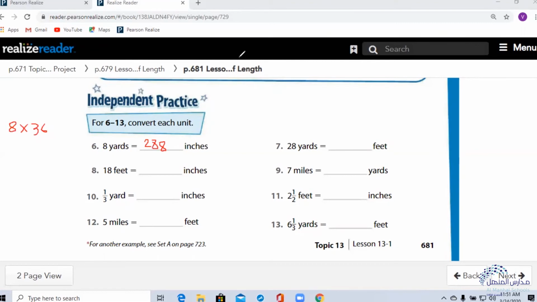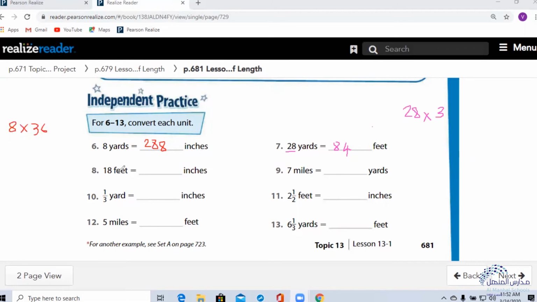Let's take another color for number 7. So I know there are 3 feet in 1 yard, but they want 28 yards. So I write 28 multiplied with 3. So 28 multiplied by 3 will give me 84. So there are 84 feet in 28 yards. Let's take another color. I want to know how many inches are in 18 feet.